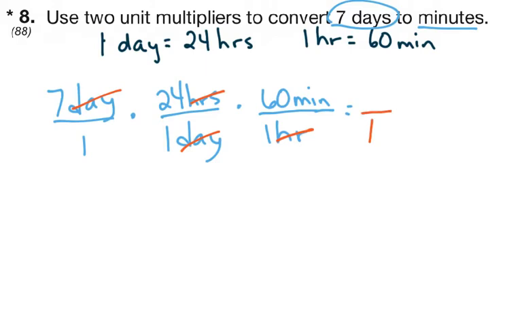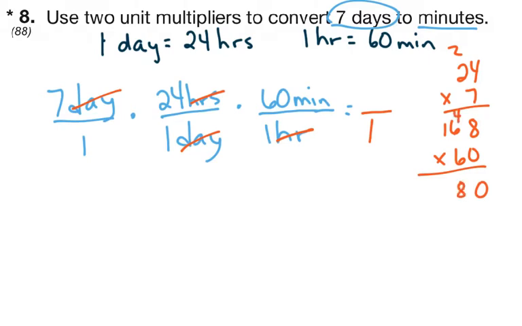So I'm going to do 24 times 7. It's 28. 7 times 2 is 14, plus 2 is 16. That's 168, and I need to multiply that times 60. 6 is in the tens place. So I put a 0. 6 times 8 is 48. 6 times 6 is 36, plus 4 is 40. 6 times 1 is 6, plus 4 is 10. So my final answer is going to be 10,080. And notice I still have minutes here.